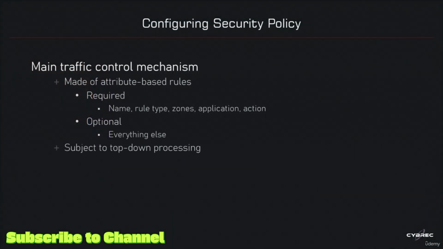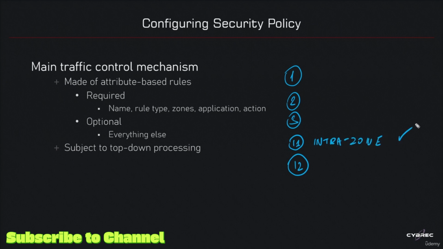Another important thing to remember about security policy is that it is processed top-down. For instance, if you have 3 rules, 1, 2, and 3, and by the way, as I said earlier, security policy is also going to include 2 implicit rules. I'm going to call them implicit 1 and implicit 2. The implicit 1 is the intrazone rule that allows communication that remains within a single security zone.